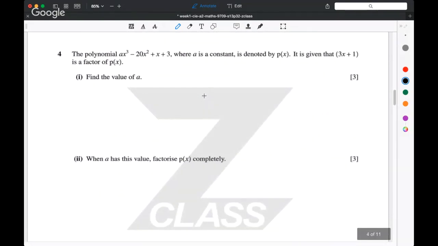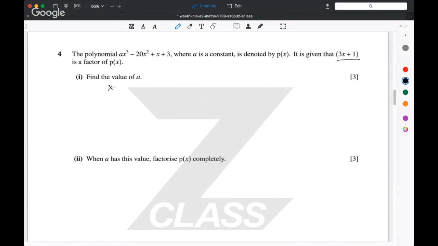Okay, question 4. So we're given this polynomial, and this question is all about factorization and division in a way. There are a few ways to do this kind of thing. But when you're told that some bracket is a factor, it means that the solution to this bracket being 0 is a solution to the equation being 0. So what do I mean by this?